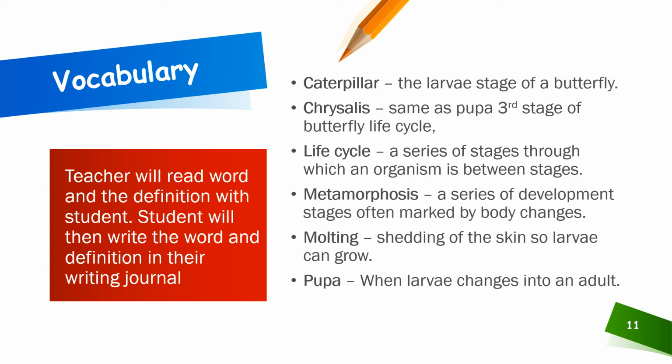Molting. Molting is shedding of the skin so the larvae can grow. Pupa. Pupa, when a larvae changes into an adult. Now you have all of your definitions and your words. It is your time to write them in your journal, ensuring that you have spelled them correctly, because you will see them again for your spelling test. Once you have completed them, put your journal away and wait for the next activity.